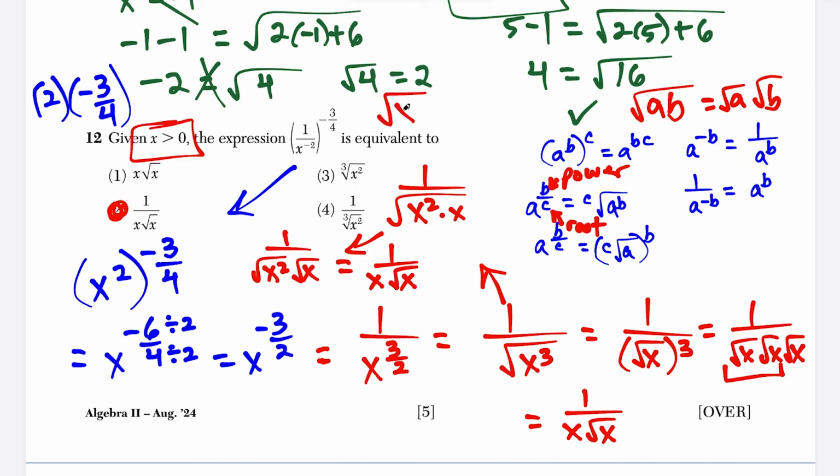Just know that in general, the square root of x squared is equal to the absolute value of x, or we'll commonly say that the square root of x squared is plus or minus x. But when x is greater than 0, we could just go ahead and say the square root of x squared is x. But either way here, we're getting choice 2.